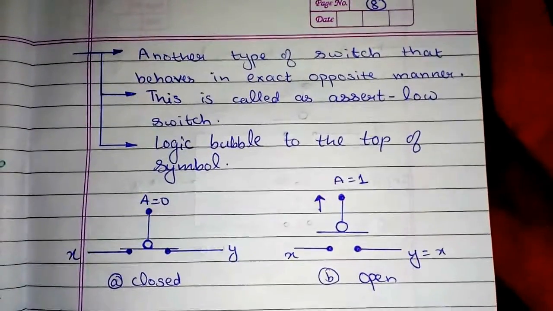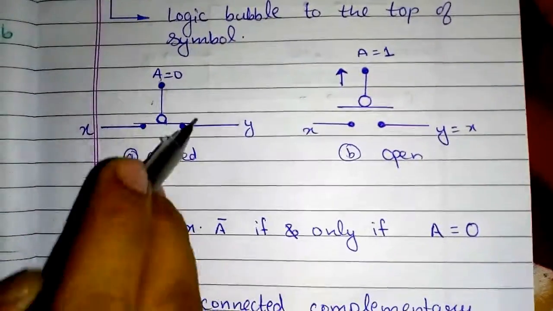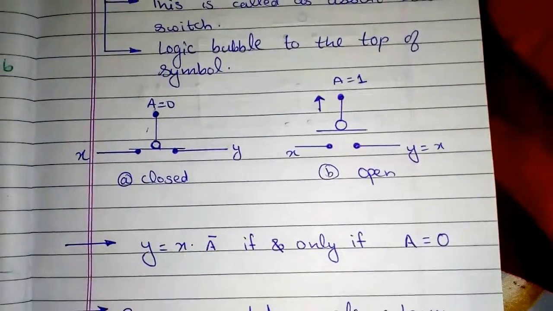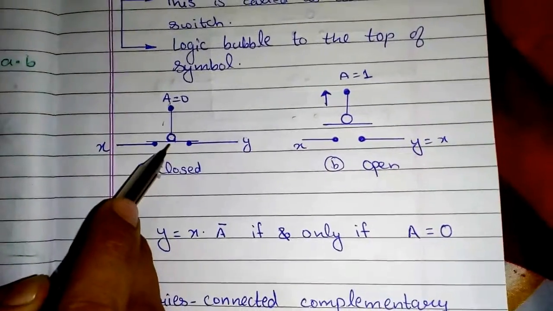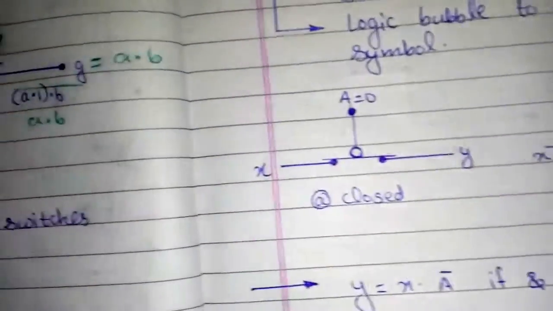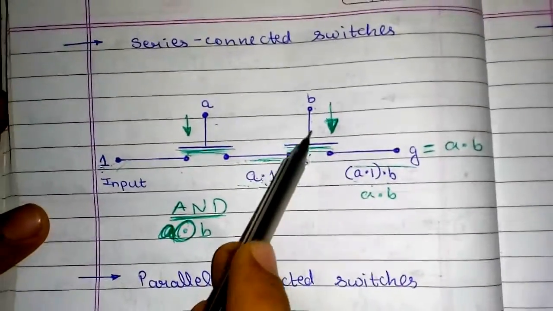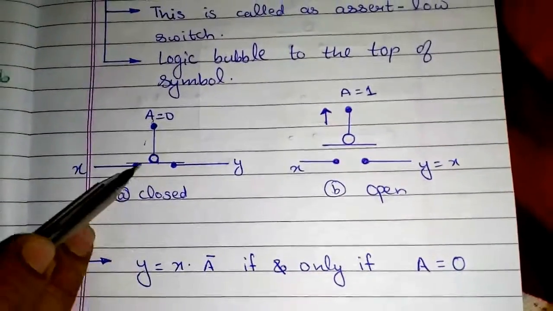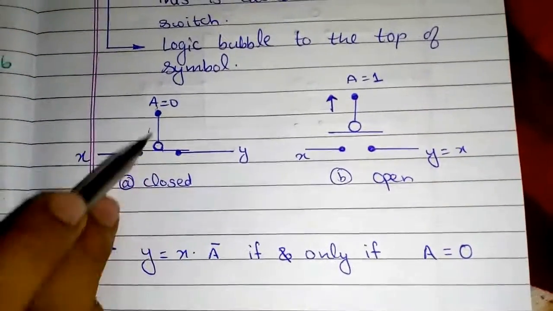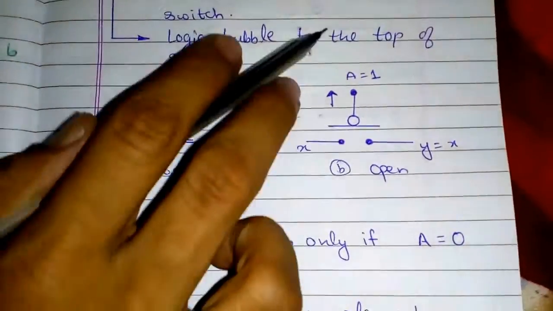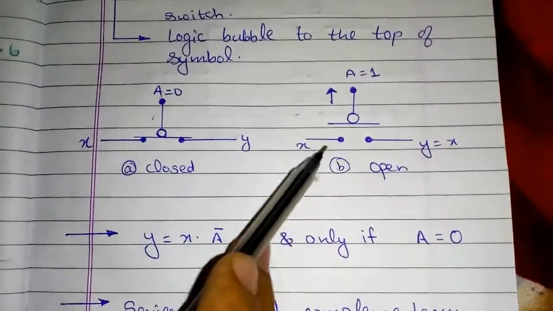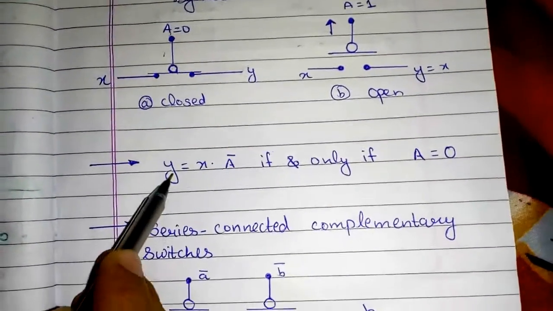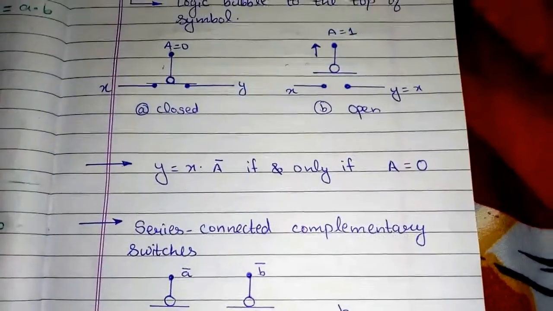I have differentiated between this assert low switch and the assert high switch by a bubble. There's a bubble present here, and in assert high switches there was no bubble here. Previously we saw that when this was closed we had output, but in assert low, when the switch is closed there will be no output, but when the switch is open there will be output, that is X will reach Y.